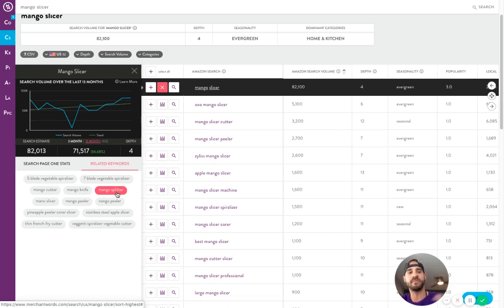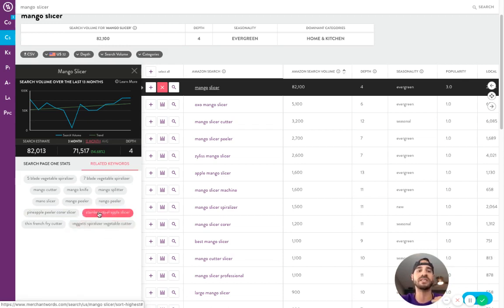But of course, make sure you use your brain too. These are found from our natural language processing through a proprietary algorithm, but you still have to use your brain. There's a pineapple peeler. You don't want to put that in your listing or advertise for it. I wouldn't, at least. Apple slicer, spiralizer.